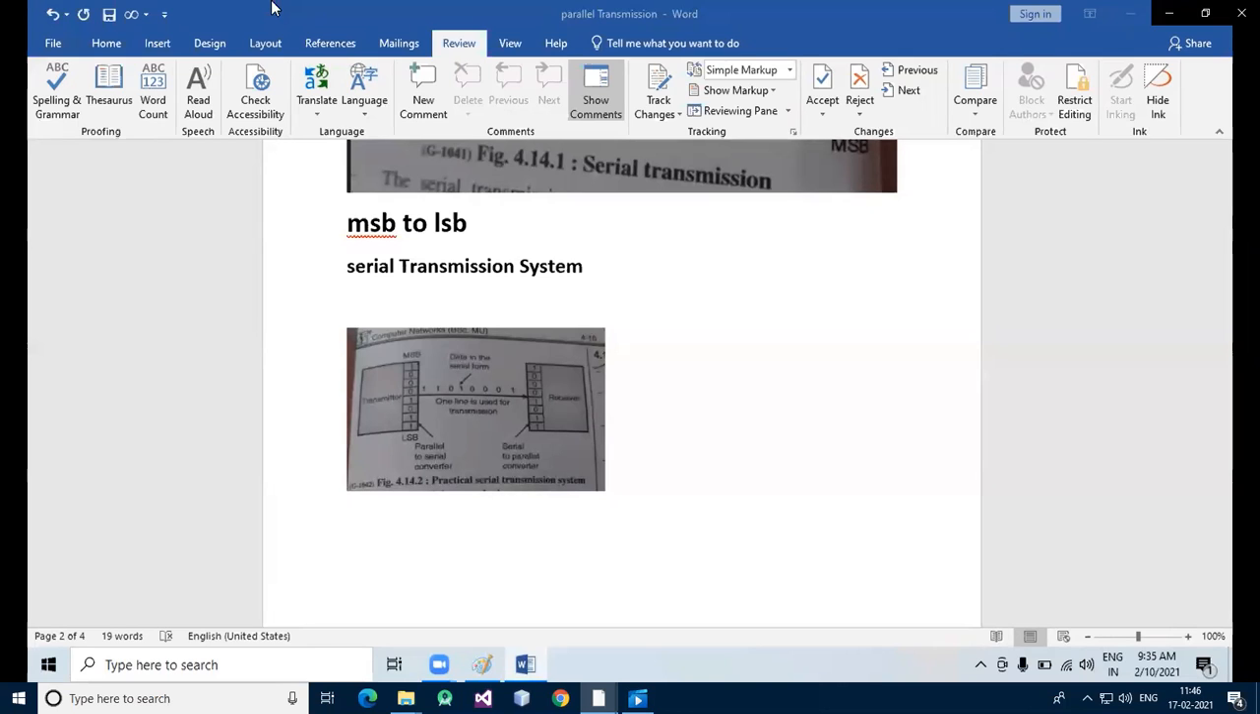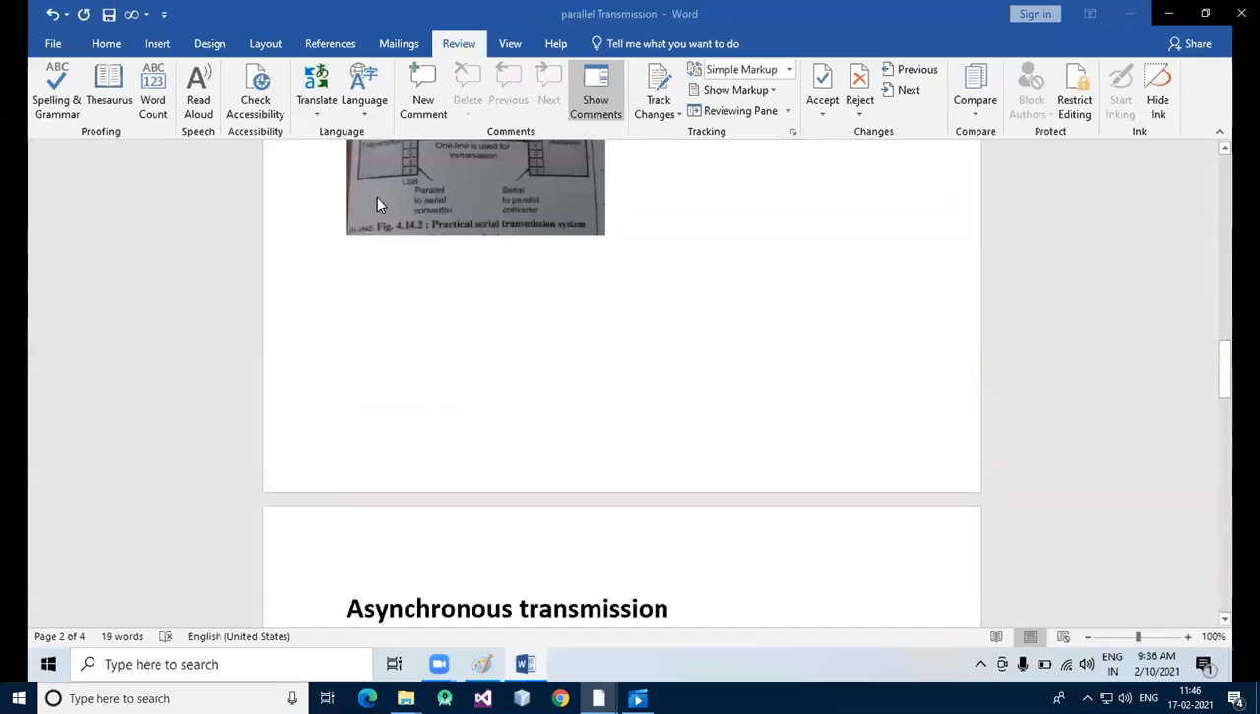Application: parallel transmission is used for short distance communication, such as computer to printer communication. Serial transmission is used for long distance computer to computer communication. So this is the difference between serial and parallel transmission. Now the types of transmission. There are three types: asynchronous data transmission, synchronous data transmission, and isochronous data transmission.